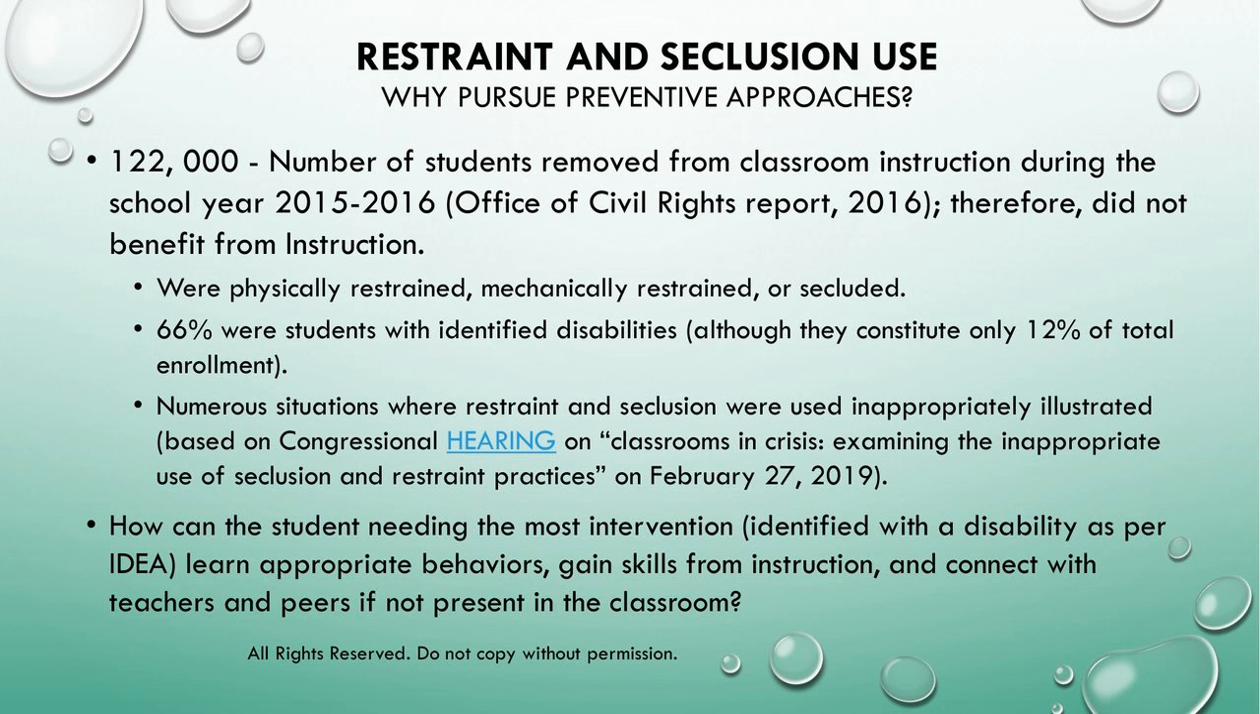And the other important information is data based on the use of restraint and seclusion. So instead of pursuing preventive approaches, we frequently do pursue a punishment-based approach. And there were 122,000 students removed from classroom instruction during the school year 2015-2016.